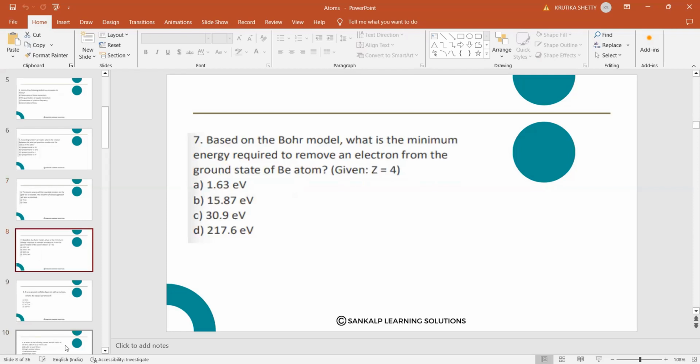Then the next question. Based on the Bohr model, what is the minimum energy required to remove an electron from the ground state of barium atom? So for the barium atom, Z is equal to, it is 4.